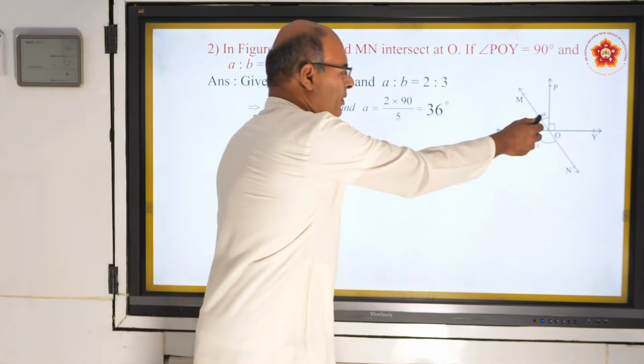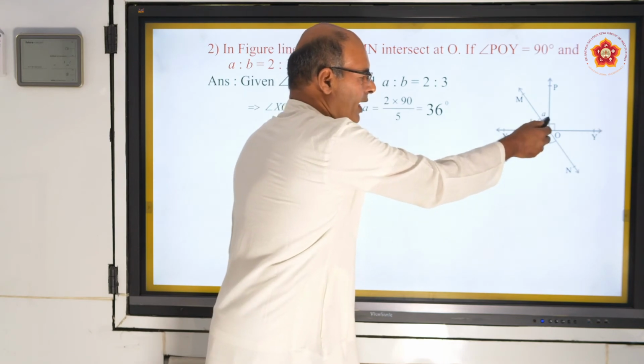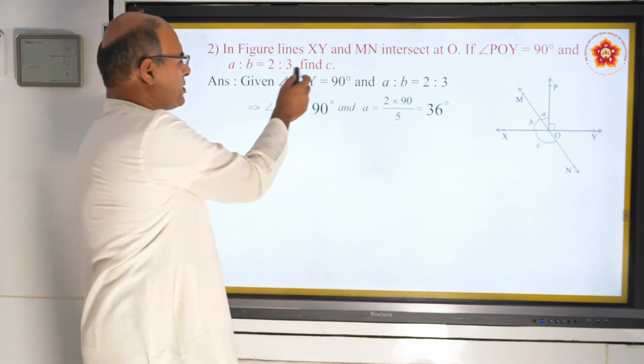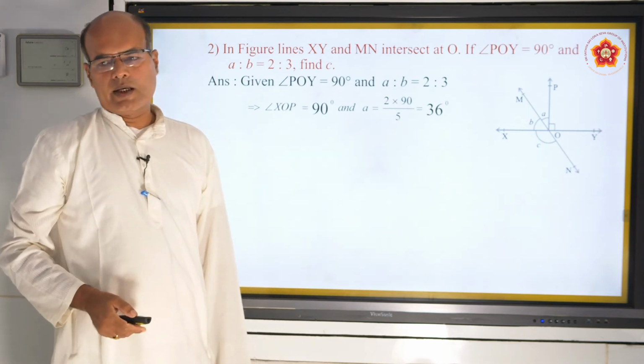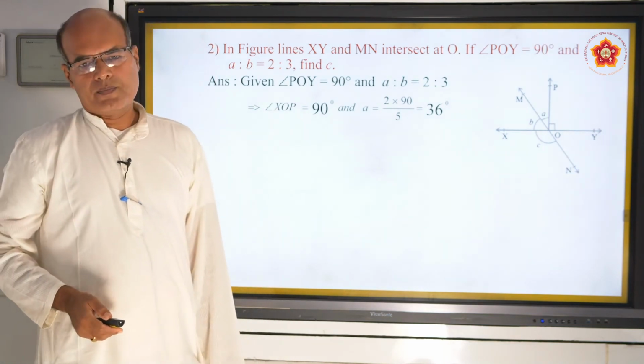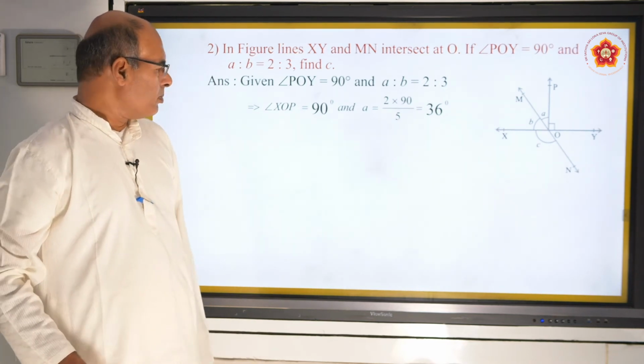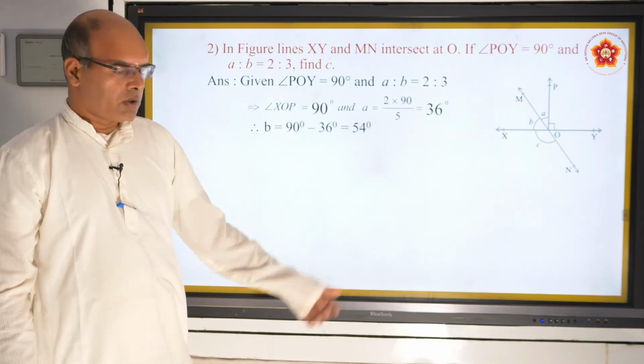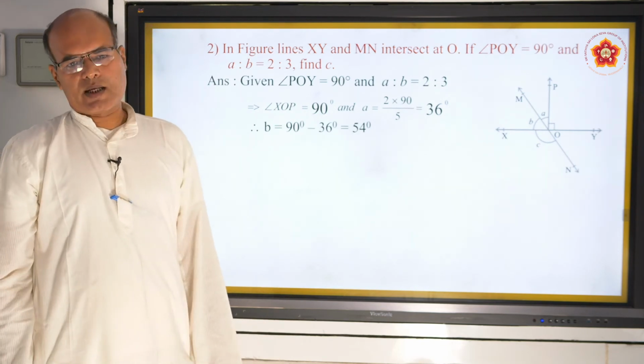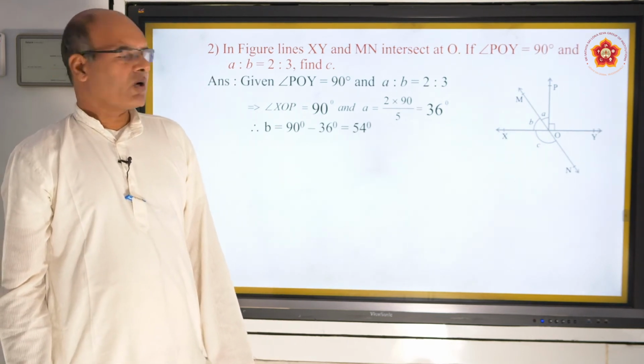The sum of A plus B is 90. Therefore A is 2 by 5 times of 90, that is 36 degrees. If you subtract that 36 from 90, you get the value of B. So B is equal to 90 minus 36, that is 54 degrees.